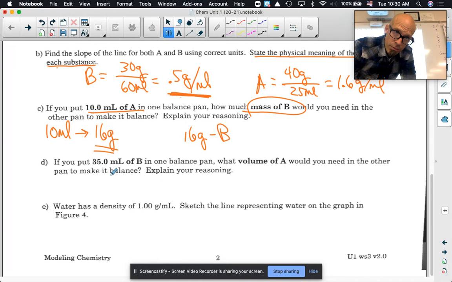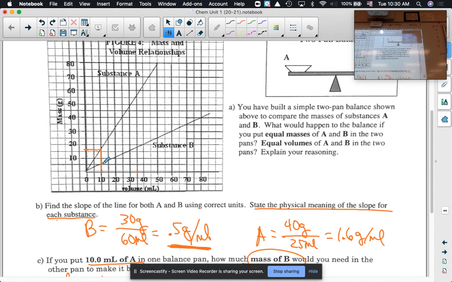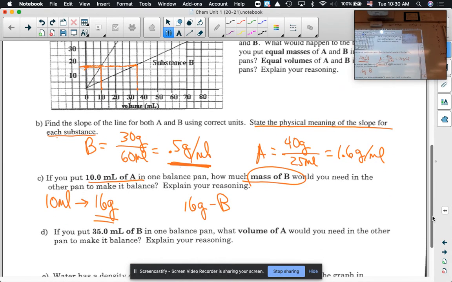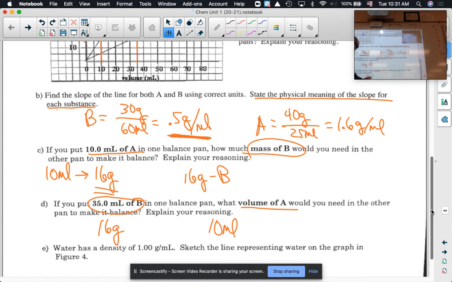So here's what I would do. Let's look at the graph at 35 mLs of B. So 35 mLs is right here of B. And then I hang a left. Oh, now I got lines everywhere. So that right there looks really close to what I already had. So wait a minute here. How much mass does 35 mLs of B have? Looks like about 16 grams, about the same as what I had before. So how much volume of A do I need for that? Well, it looks like 10 mLs.